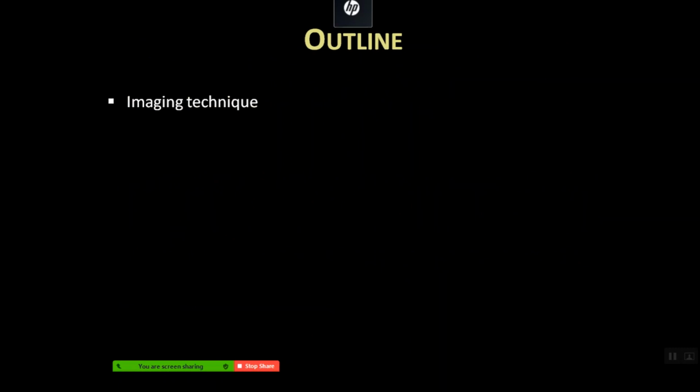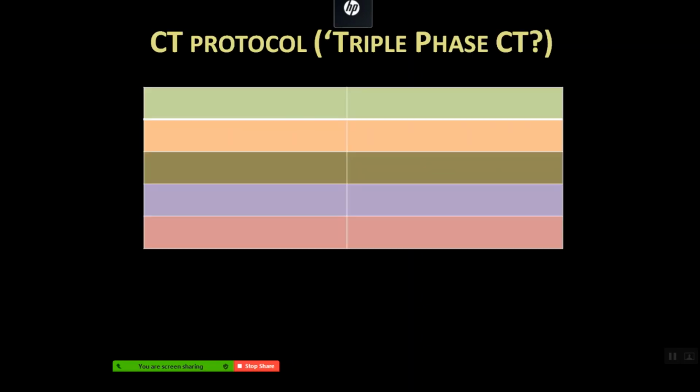So what we'll discuss is imaging technique. Then we'll talk of certain common liver lesions. I think today we'll probably do hemangioma, FNH, maybe adenoma. And then we'll talk about approach. So probably tomorrow we'll discuss approach.